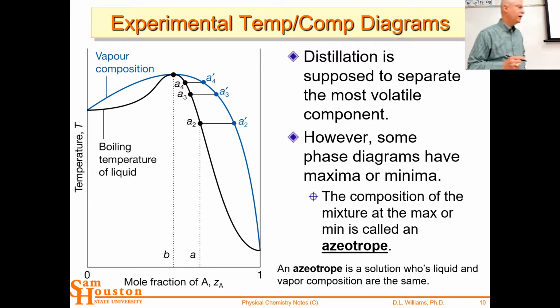And here we have a situation that's difficult to separate. Notice it's a strange phase diagram. It doesn't go straight from A to B anymore. There's a bump in the middle.